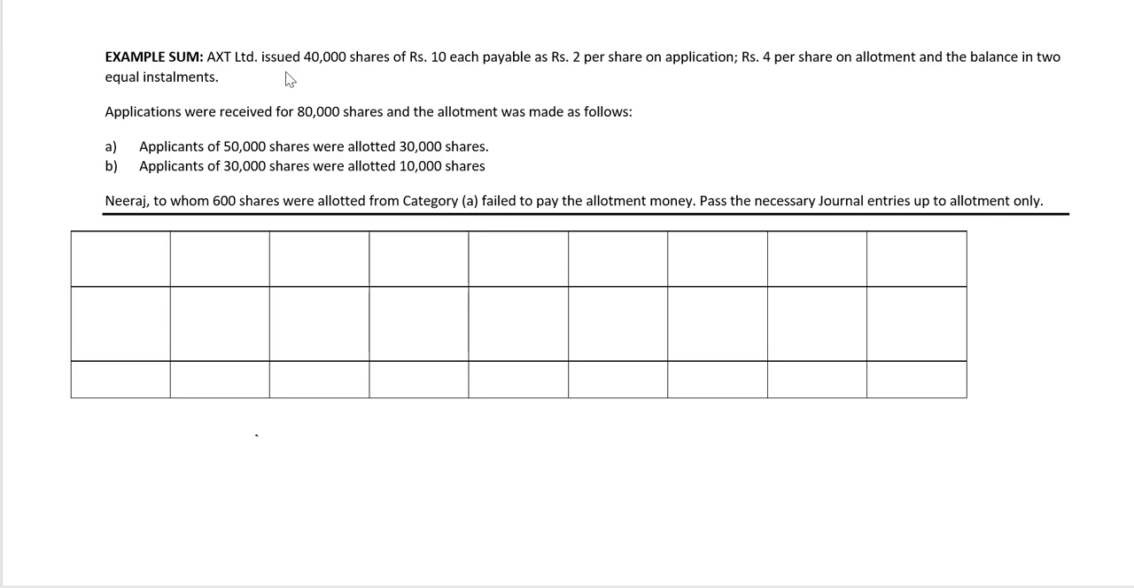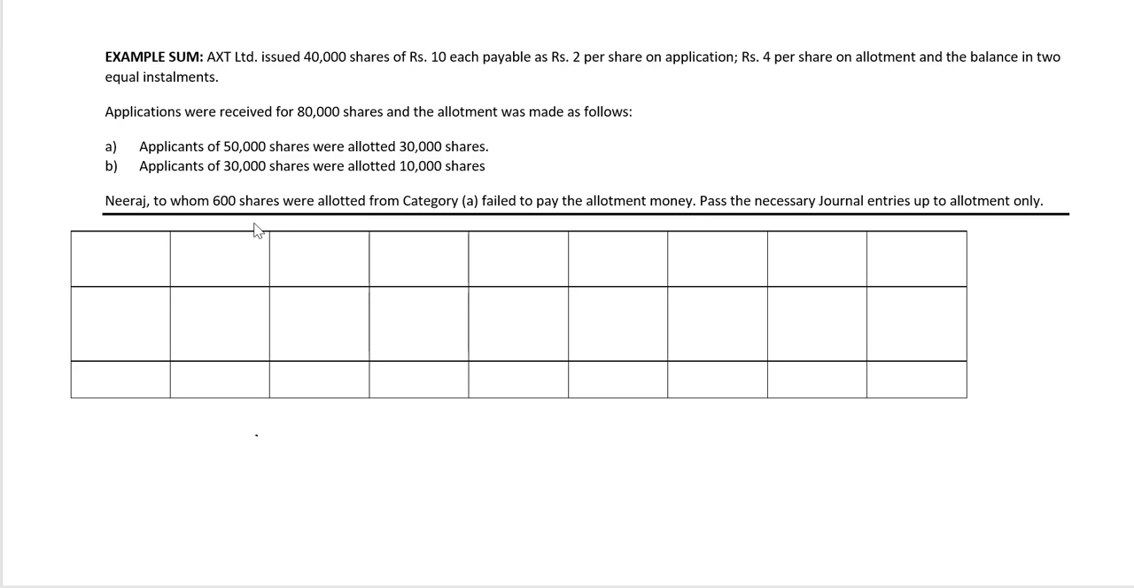Example sum. AXT Limited issued 40,000 shares of rupees 10 each, payable as rupees 2 per share on application, rupees 4 per share on allotment, and the balance in 2 equal installments. Applications were received for 80,000 shares and the allotment was made as under. Category A, applicants of 50,000 shares were allotted 30,000 shares.